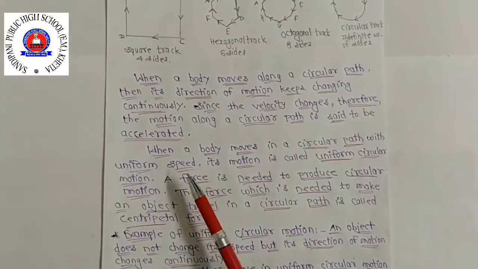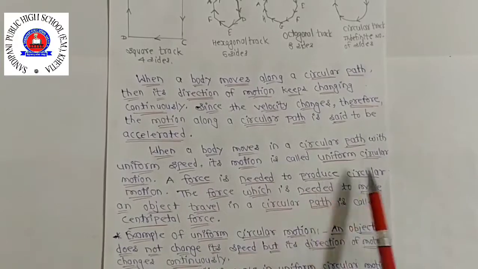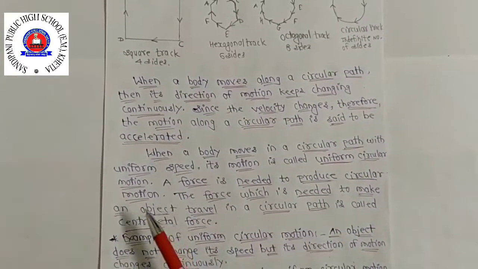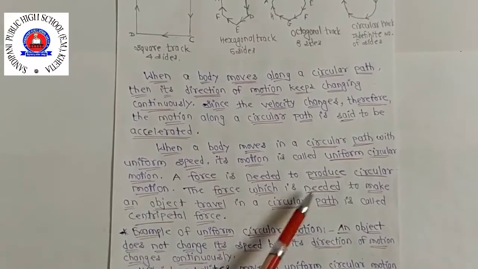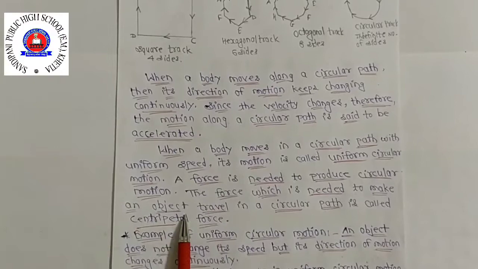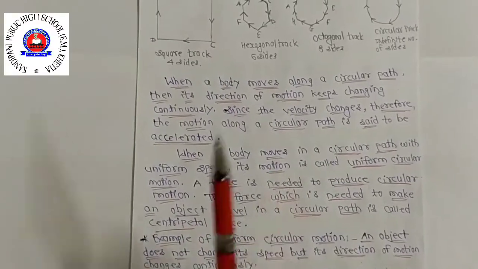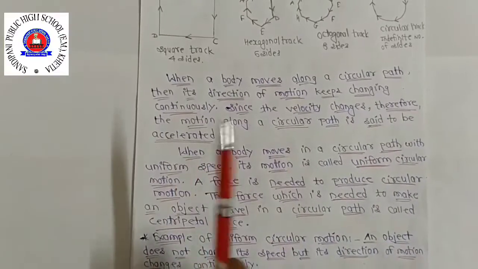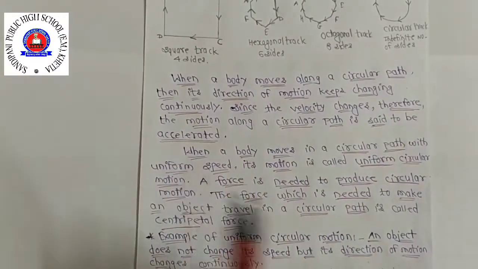So there is a force. A force is needed to produce a circular motion. The force which is needed to make an object travel in a circular path is called the centripetal force. An example is when you tie a stone to a thread and keep rotating it continuously. Force is needed to make a body move in a circle.